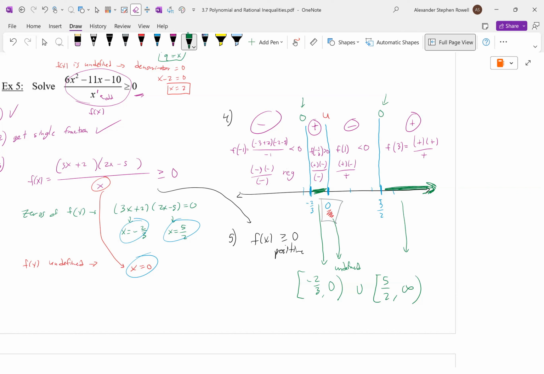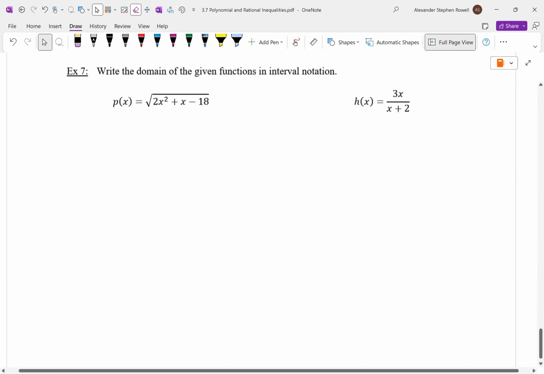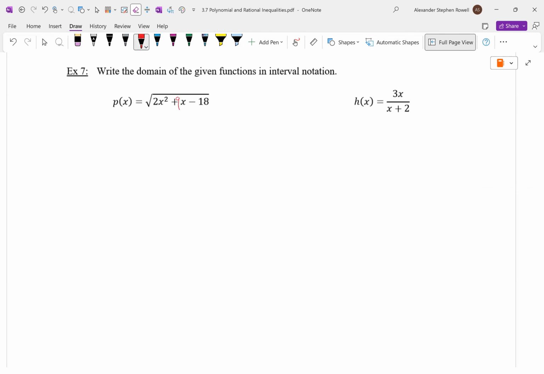Any questions about this? Okay, I have 2 typos here that I need to correct. This should be a 9x, and this should be a square root of this function. Okay, so this is a little review from the last test, applying it to this new section. How do you find the domain of a radical function?